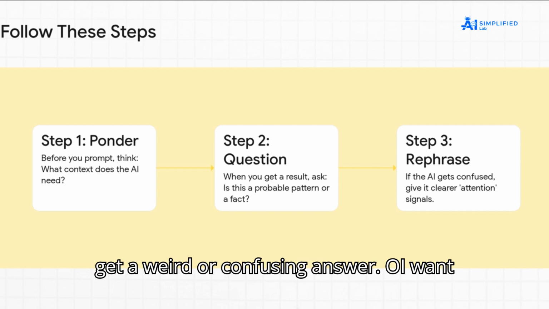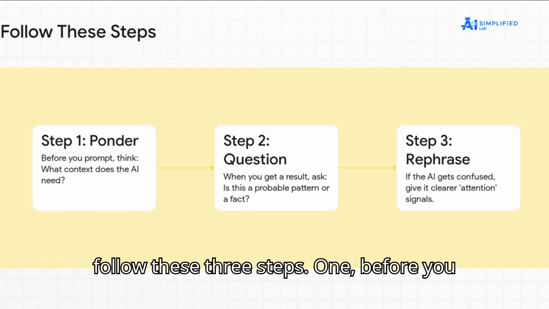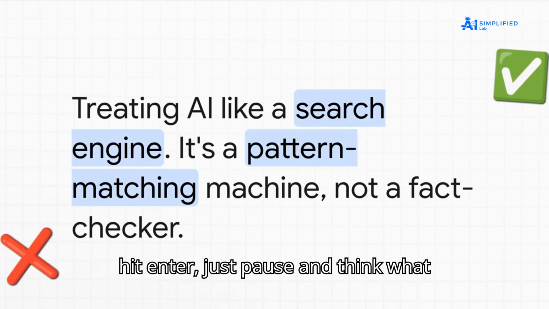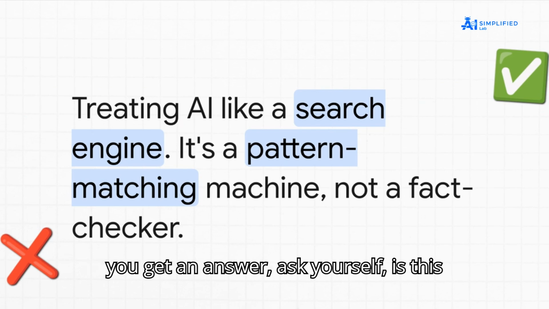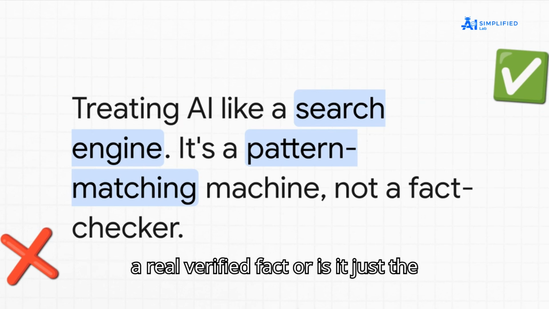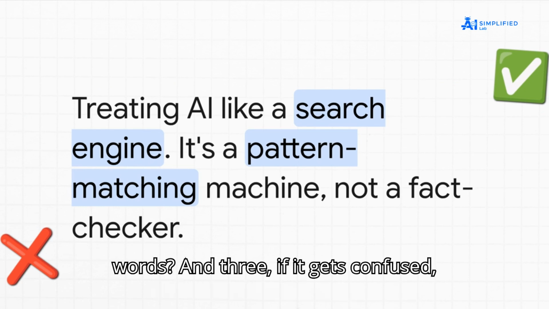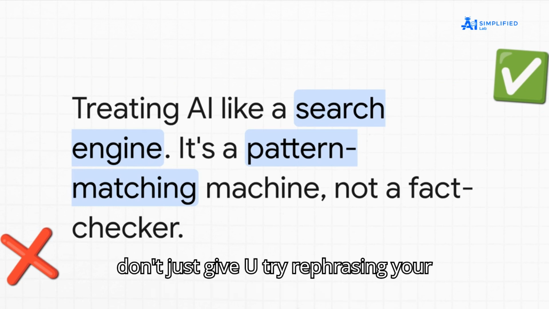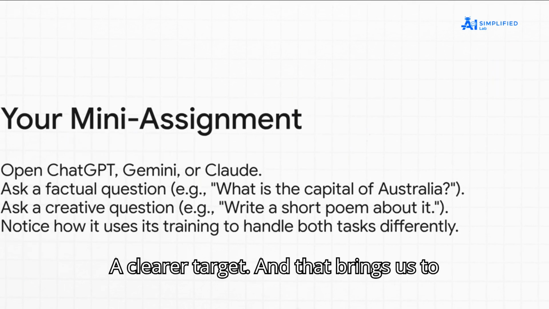So I want you to put this into practice immediately. Next time you open an AI, follow these 3 steps. 1, before you hit enter, just pause and think, what background info does this machine need? 2, when you get an answer, ask yourself, is this a real verified fact, or is it just the most statistically likely string of words? And 3, if it gets confused, don't just give up. Try rephrasing your question to give its attention mechanism a clearer target.